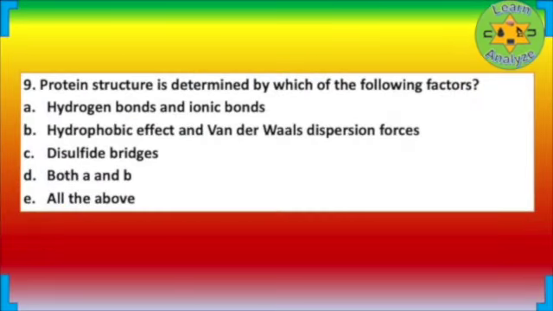Question number 9. Protein structure is determined by which of the following factors? Option A: hydrogen bonds and ionic bonds. Option B: hydrophobic effect and van der Waals dispersion forces. Option C: disulfide bridges. Option D: both A and B. Option E: all the above.